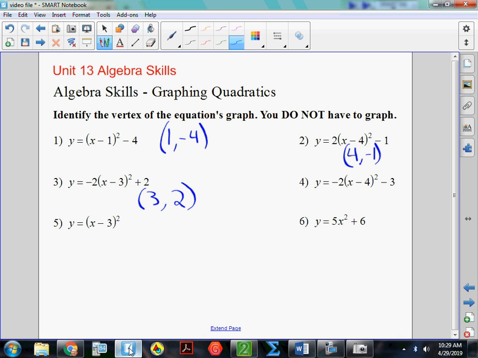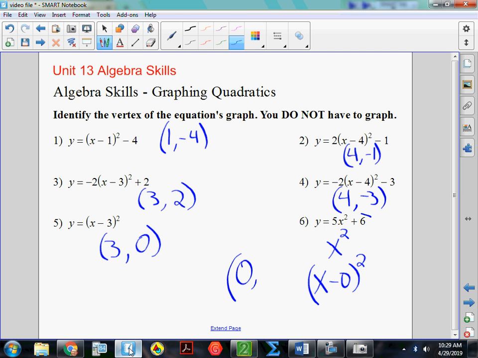For number 4, x minus 4 is 4 to the right, and down 3 at the end, minus 3. For number 5, x minus 3 is 3 to the right, and there is no number at the end. When there's no number at the end, that graph stays at 0, so there's no vertical shift. And number 6, it's just an x squared. It's not a parentheses squared. So that's the same as (x minus 0) squared. In other words, it's not going left or right, it's just staying at 0. So 0 is the x-coordinate of my vertex, and then the plus 6 at the end means that the graph went up 6. So that's the first 6 problems.